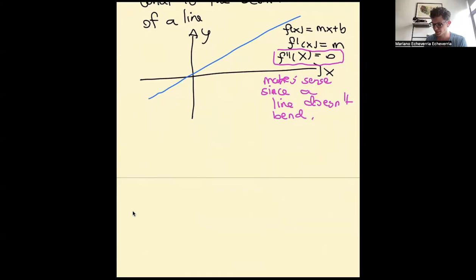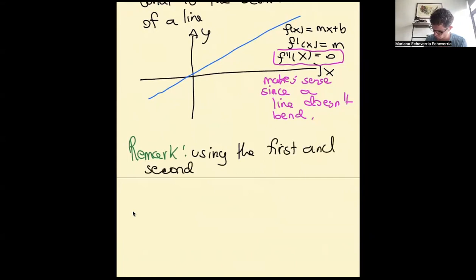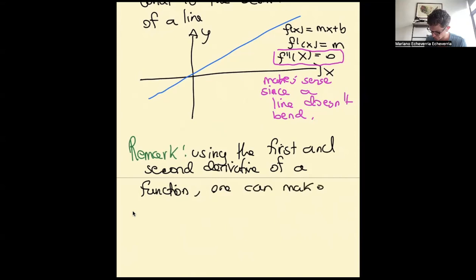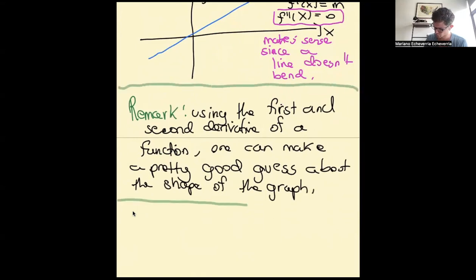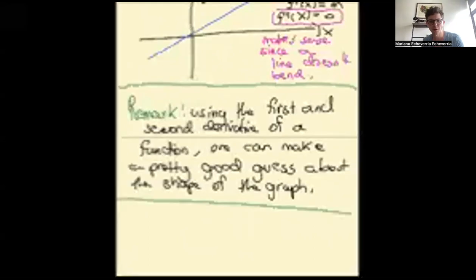So let me make this remark. Using the first and second derivative of a function, one can make a pretty good guess about the shape of the graph. So let me give you a couple of examples about this.